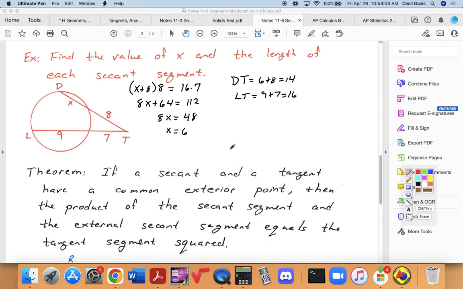And I think the reason your book is big on having you find the lengths of the whole secant segment or the length of the whole chord is to remember those aren't going to be equal to each other.